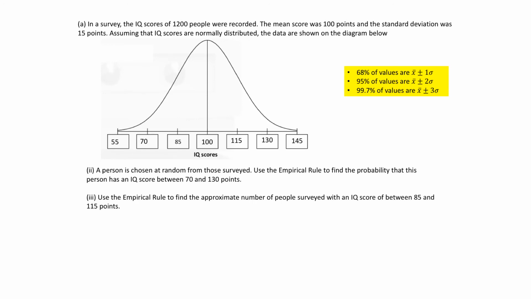Next part of the question then, we're told a person is chosen at random from those surveyed. Use the empirical rule to find the probability that this person has an IQ score between 70 and 130 points. So we have 70 here and 130 here. So we should be able to see that that is 2 standard deviations. And then 2 standard deviations is 95%. And 95% then, that as a probability would be 0.95.